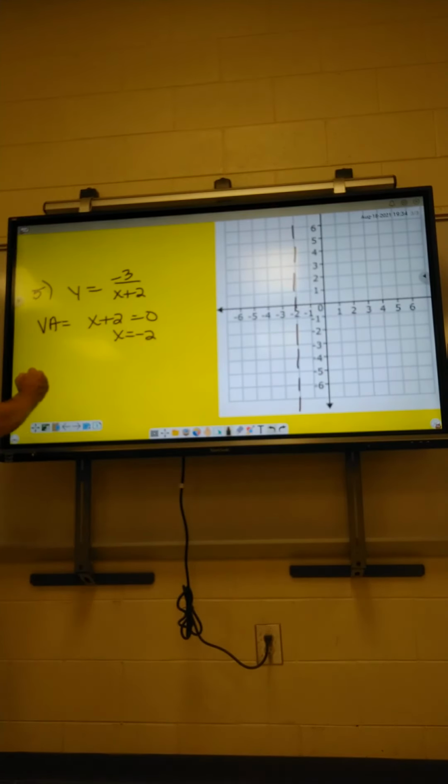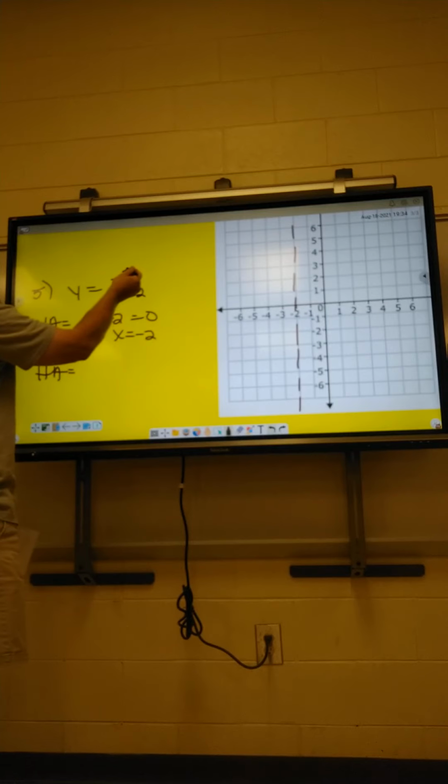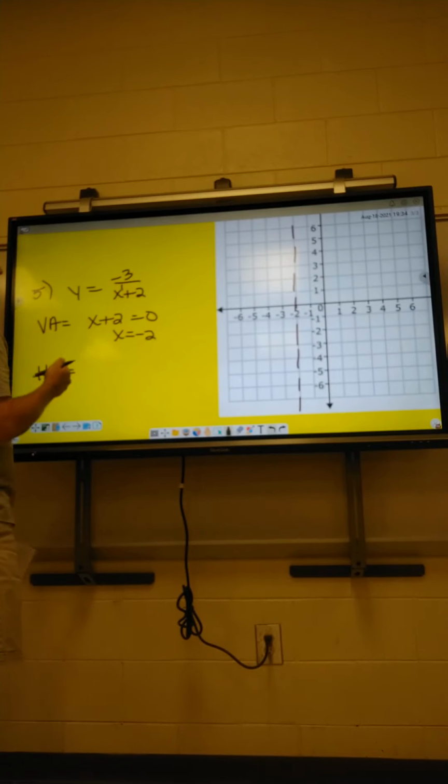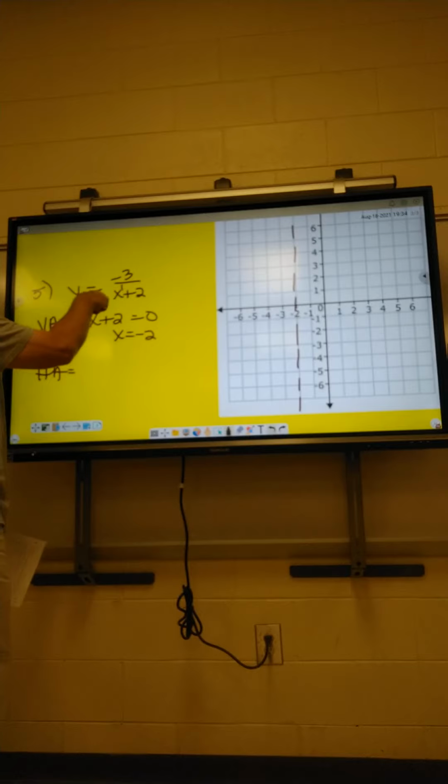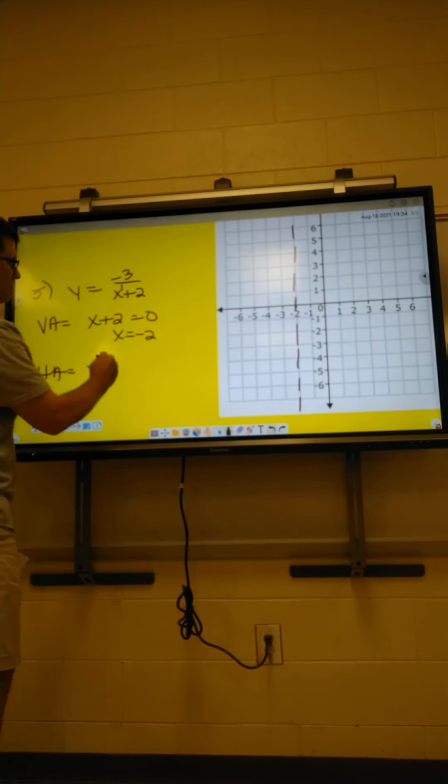All right, the HA is a little different. You got to look at your exponents. We don't even have an x up top, but I do have x1 in the bottom. When it's like that, an x on the bottom, no x up top, it's automatically y equals 0.